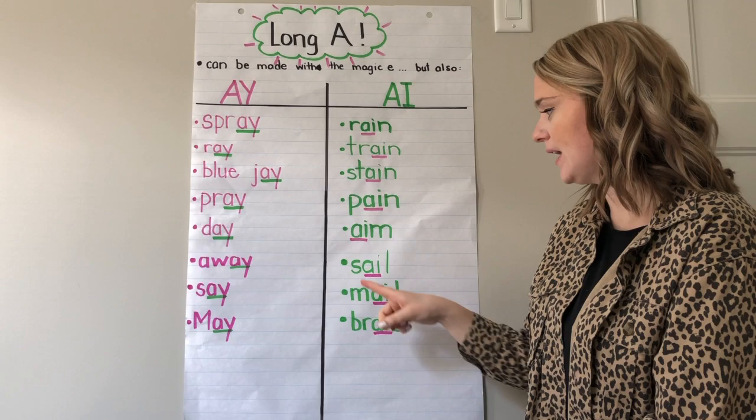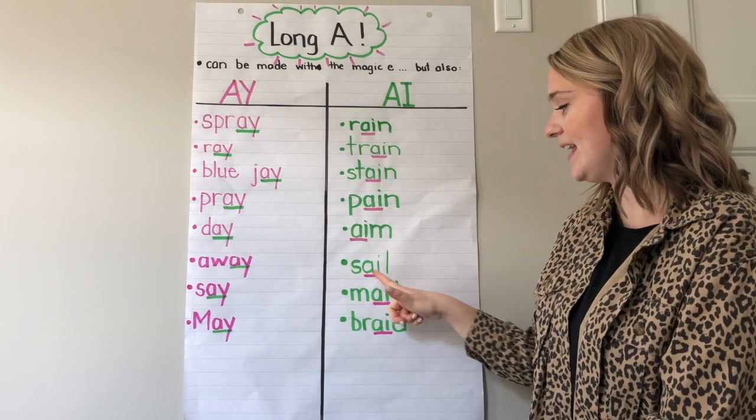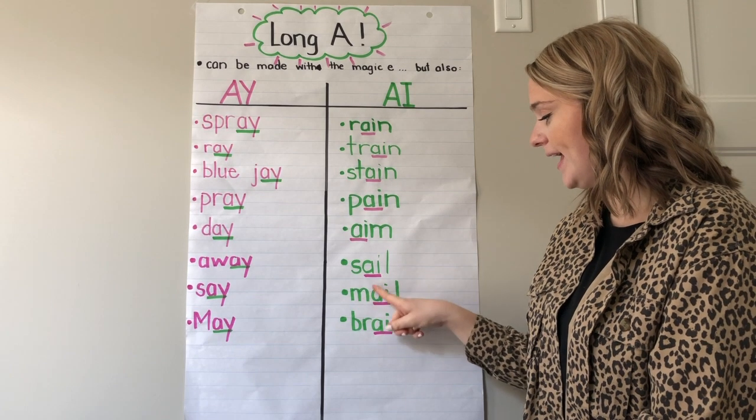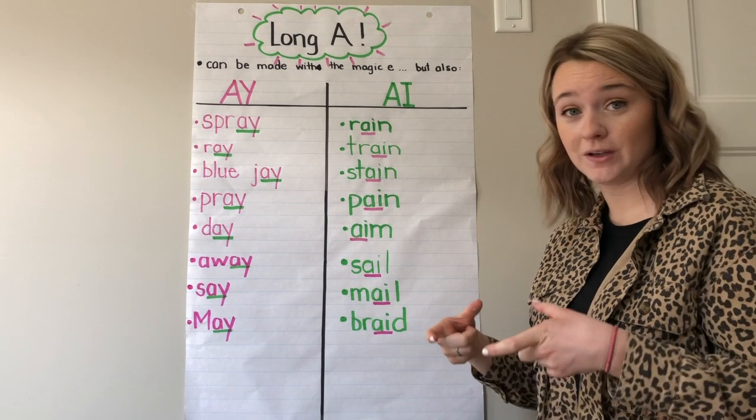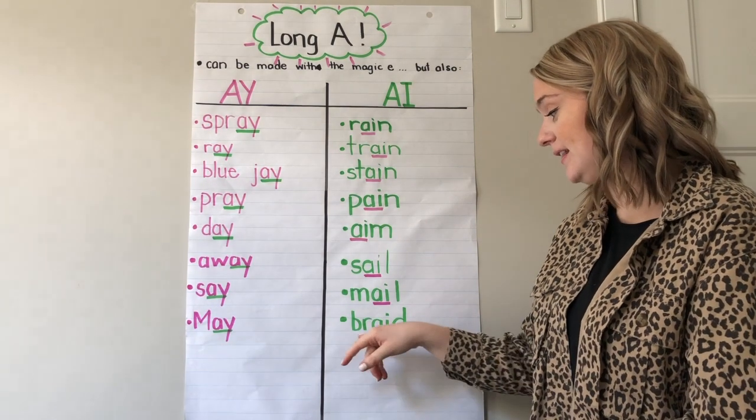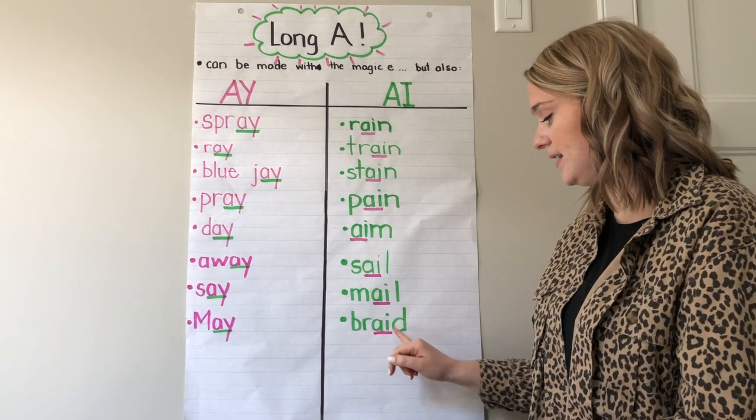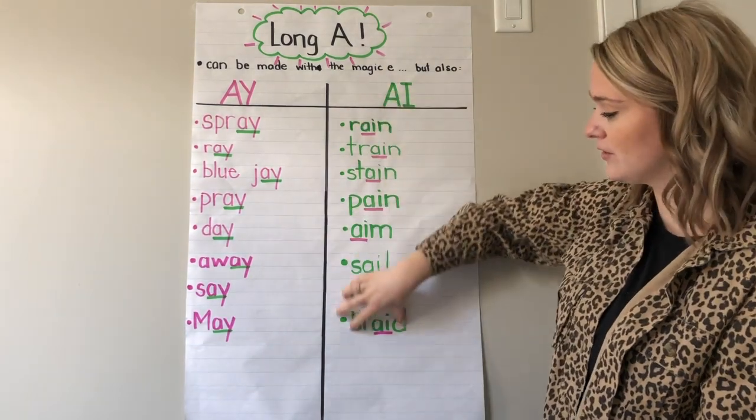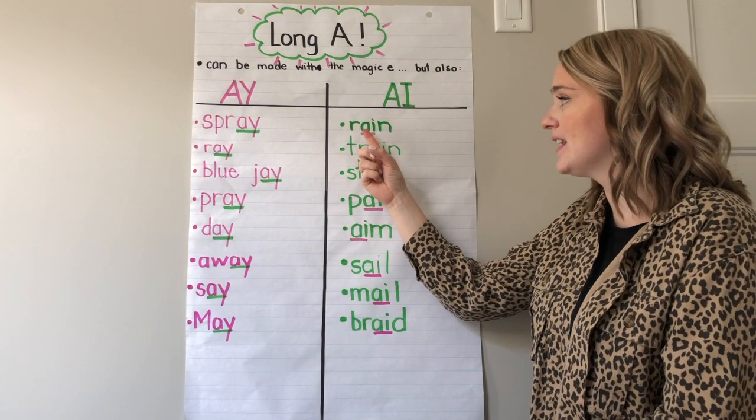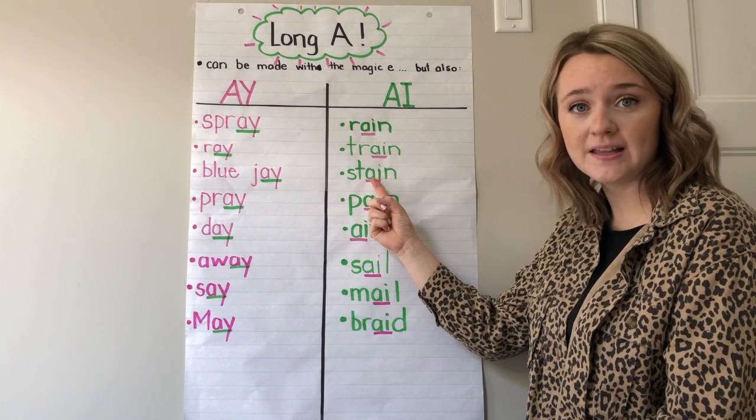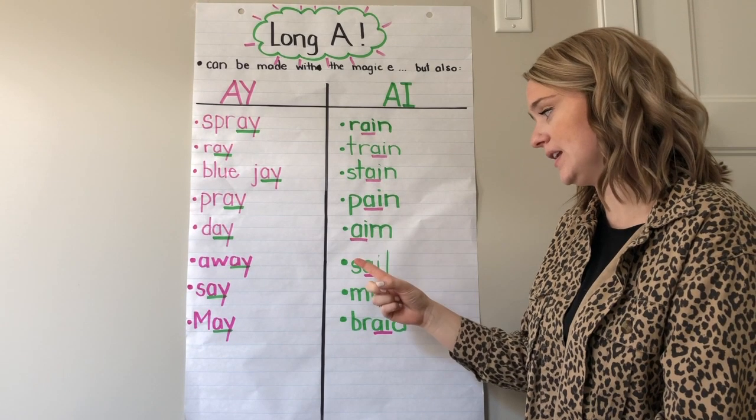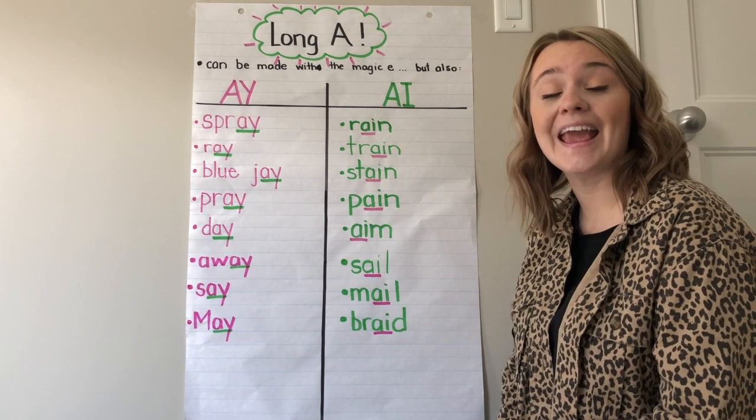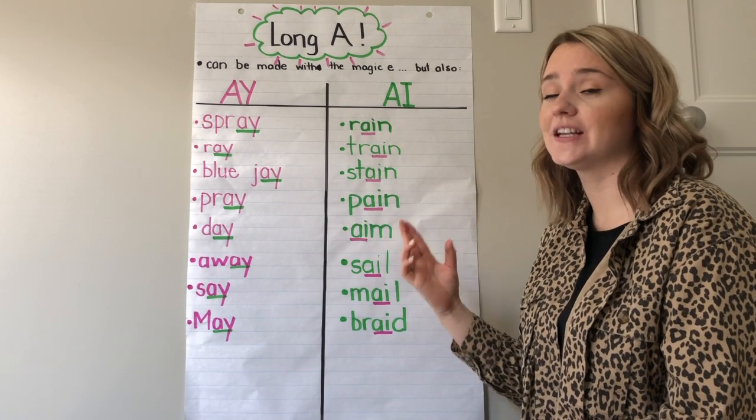Aim. Next I have sail, like if you were going to sail a boat. Mail, like if you were going to mail a letter. And lastly, I have braid. So, as you notice, on this side, all my green words that are my AI words, the A sound is in the middle. It's not at the end, it's in the middle, and there's one at the beginning. So we know when we see A and I in the middle of a word, it's going to be saying A. Together, they're going to say A.